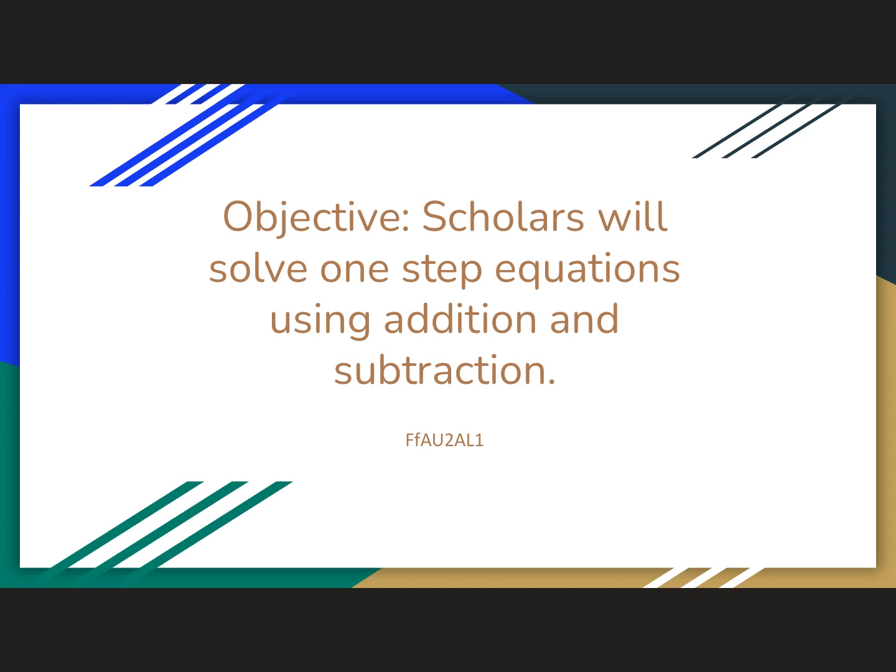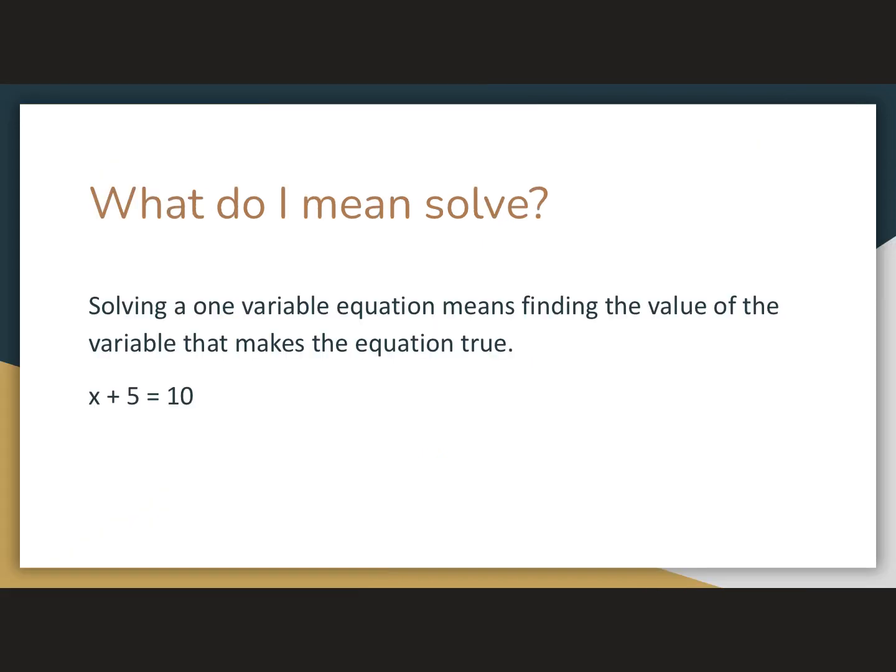So our objective today is scholars will solve one-step equations using addition and subtraction. So the first thing we need to think about is, what do I mean solve? Solving a one-variable equation means finding the value of the variable that makes the equation true. Find the value of the variable that makes the equation true. So we're going to use this equation as our example. X plus 5 equals 10. What value of x makes it true?